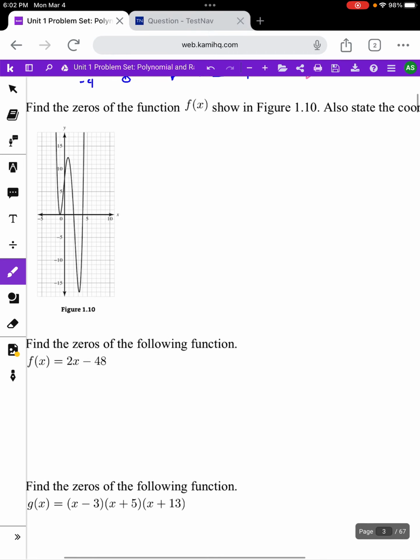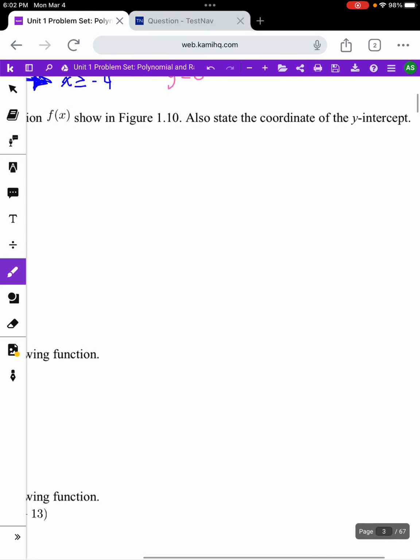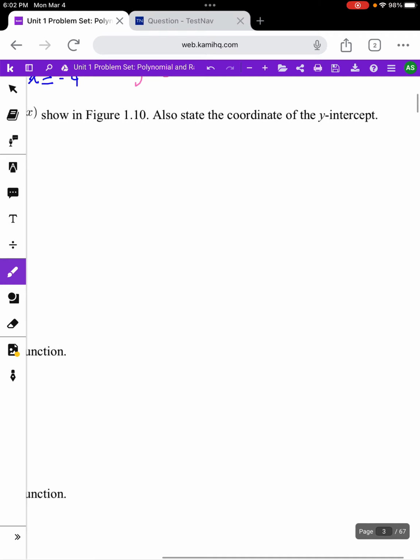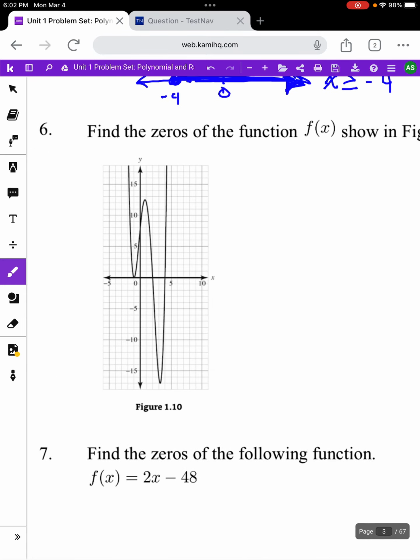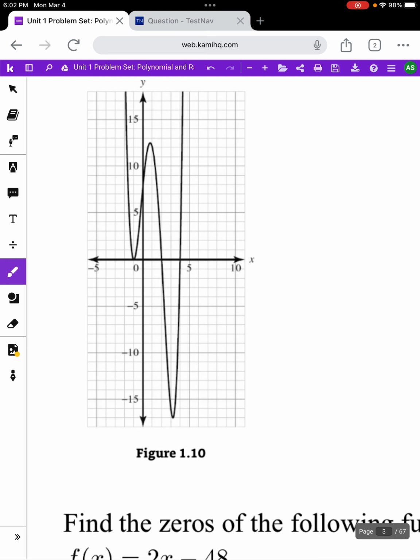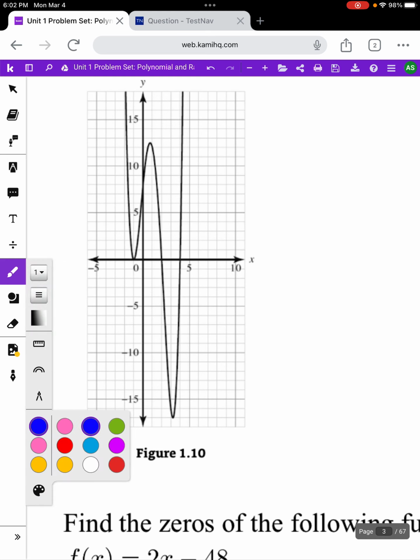Find the zeros of the function f of x as shown. Also state the coordinate of the y-intercept. Just wants the zeros. The zeros always happen here, where it crosses the x-axis.